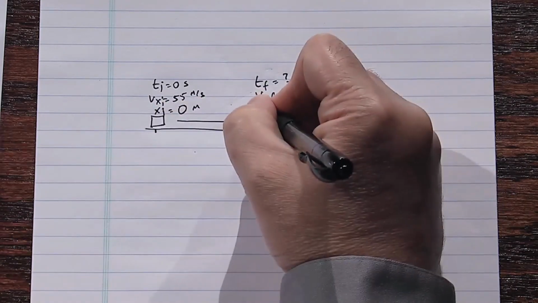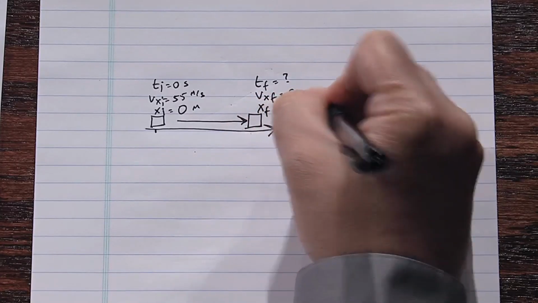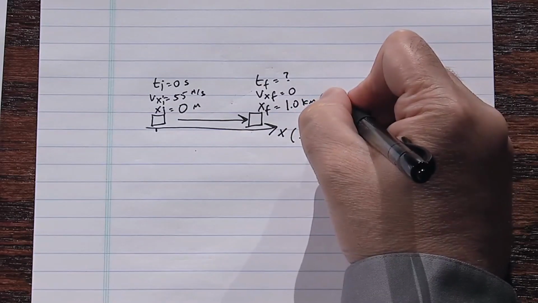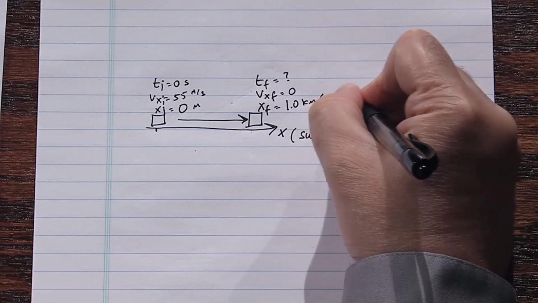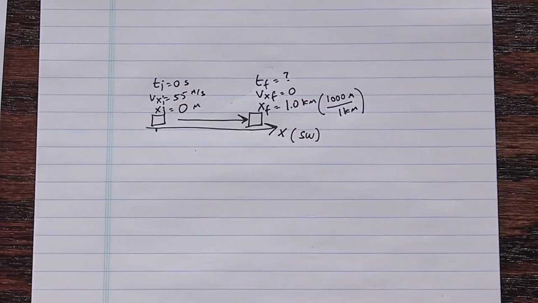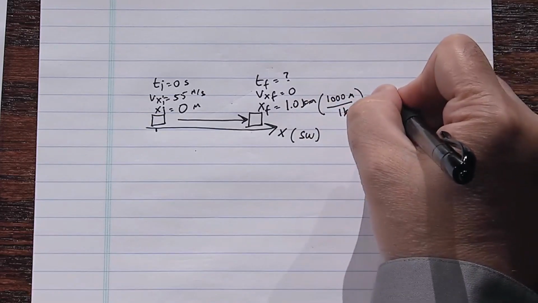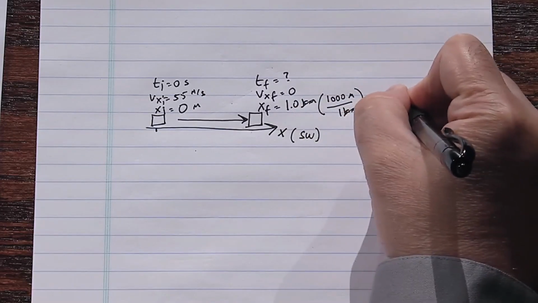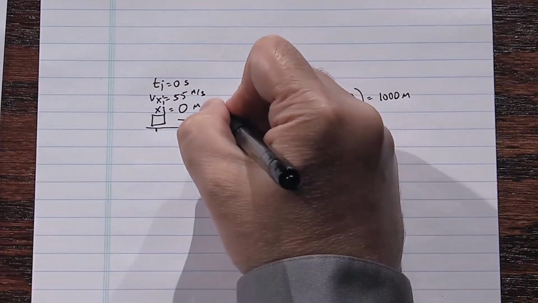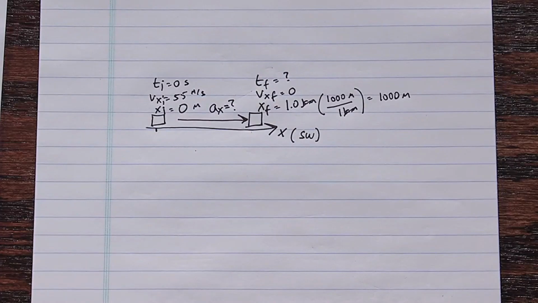And x final is 1.0 kilometers, which we have to convert to basic metric units. 1,000 meters is the same as 1 kilometer. So we're multiplying by 1. Kilometer and kilometer go away, and we have 1,000 meters. And ax, the acceleration that it has during this interval, is our unknown.